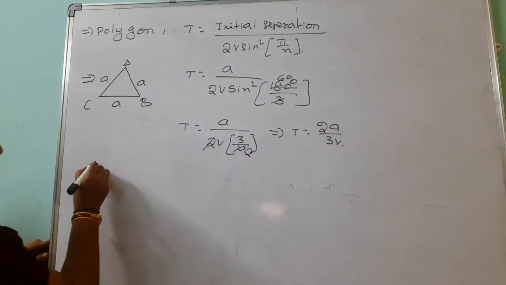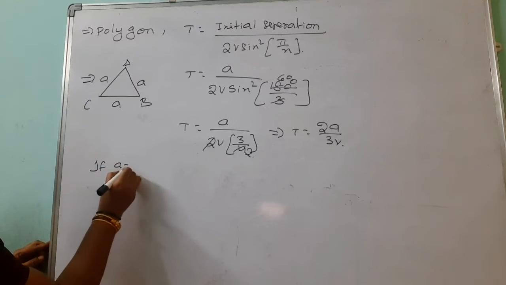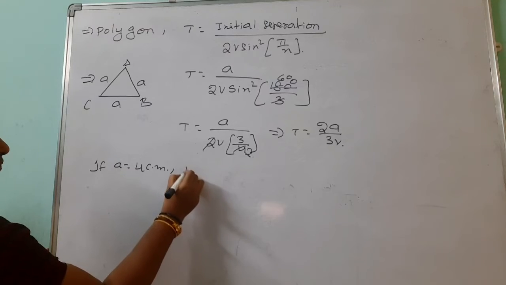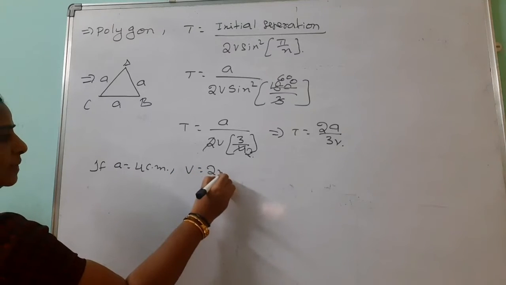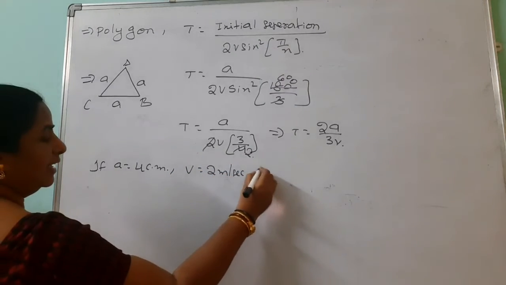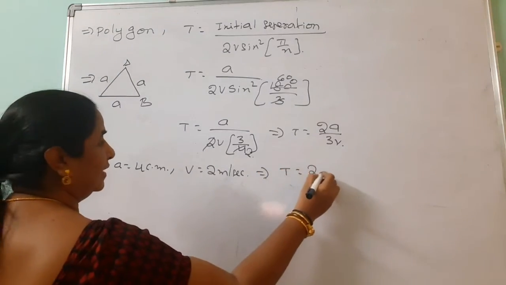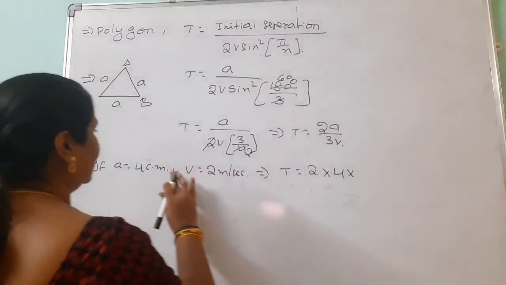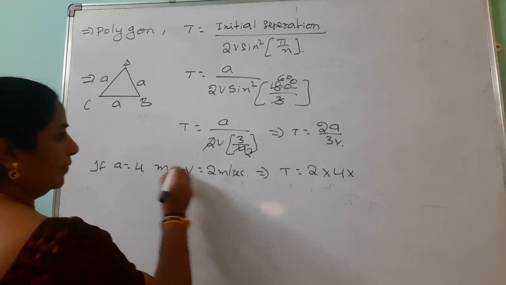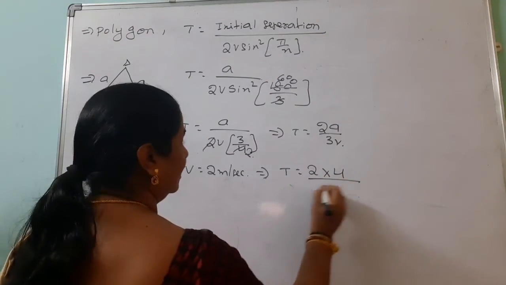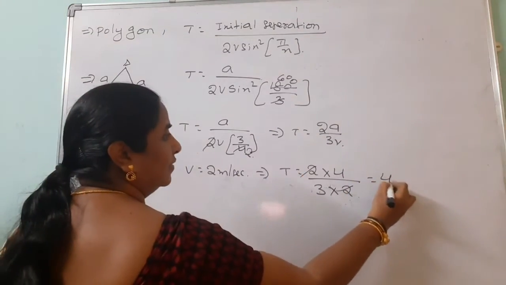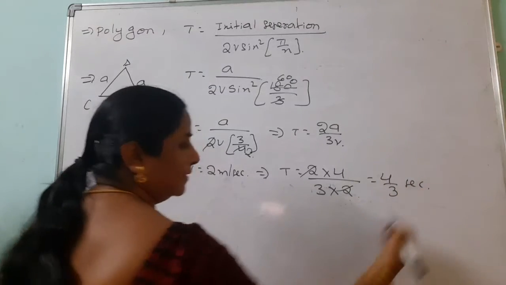One example we are doing. Here A equals 4 meters and V equals 2 meters per second. How much time will it take for them to meet each other? You can take 2 into 4 meters by 3 into velocity 2. So after simplification, 4 by 3 seconds.